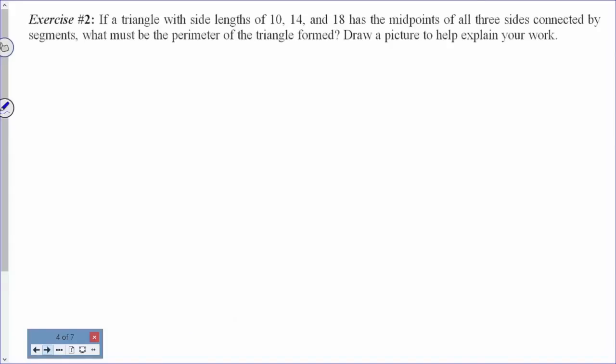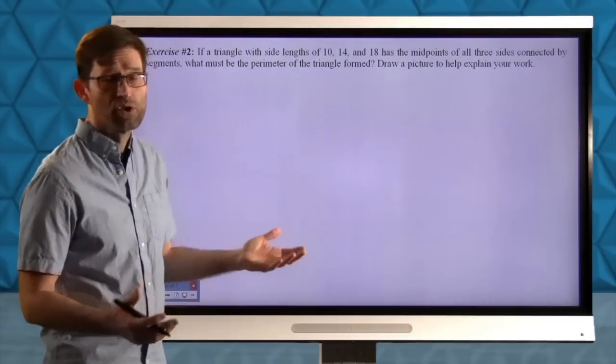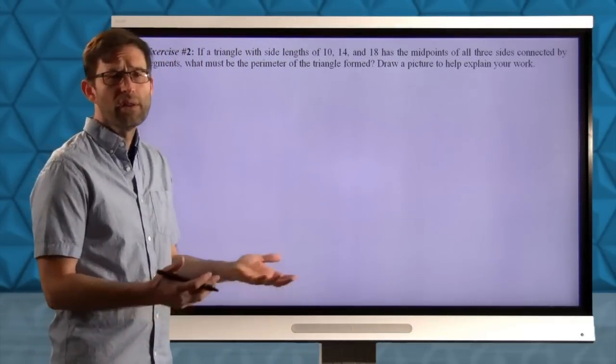Exercise number 2 says, if a triangle with side lengths of 10, 14, and 18 has the midpoints of all three sides connected by segments, what must be the perimeter of the triangle formed? Draw a picture to help explain your work, or even to just help visualize your work, all right? So let's talk about this.